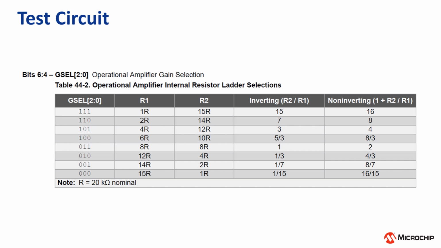Table 44-2 in the datasheet shows the ratios of resistance that are possible in the microcontroller. To get a gain of 2, we need to use this configuration that I've highlighted on screen. However, in the simulation, we need to convert from the ratio to absolute resistance. As noted in the margin of the table, there is a nominal resistance of 20K per unit, which equates to 160 kiloohms of resistance for each of the resistors.